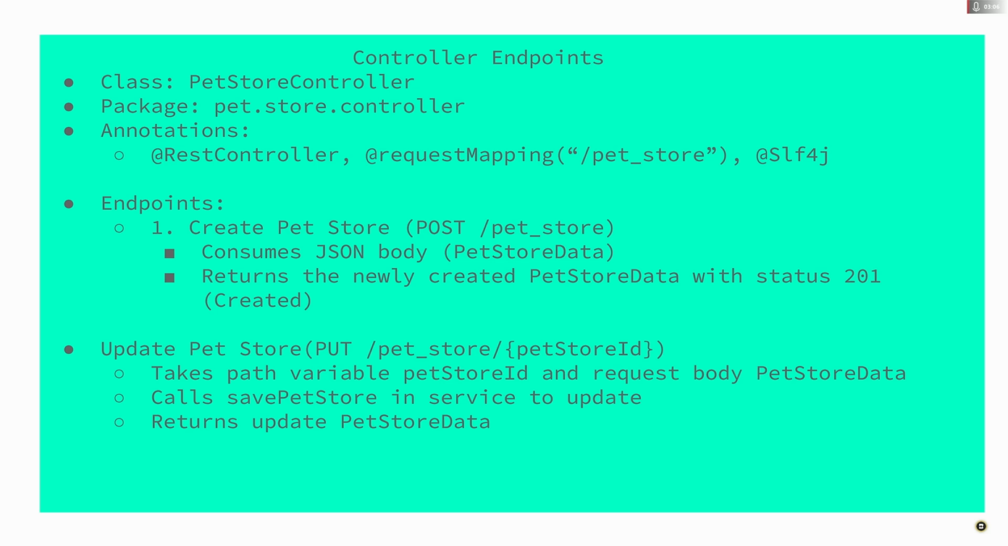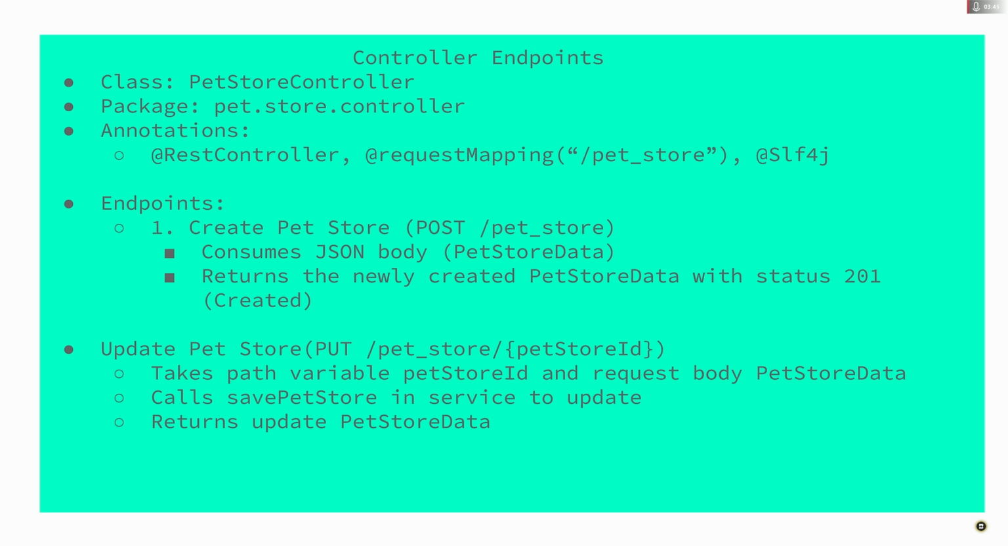We have our endpoints set up. These are set up in our PetStoreController. This is in the package pet.store.controller. We do have some annotations here. We have RestController indicating that this is our controller. We have RequestMapping to PetStore, and then we have SLF4J as our logger. Endpoints, we have create a pet store. This is the POST /PetStore. This consumes a JSON body, and it returns the newly created store with a status 201 created, maybe 200. We'll look here in just a second.